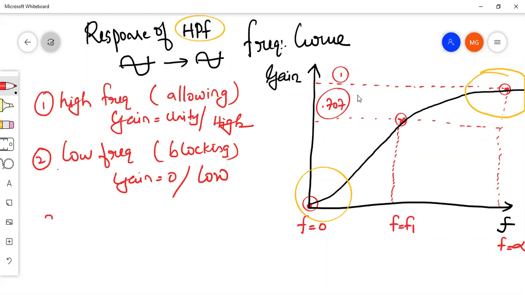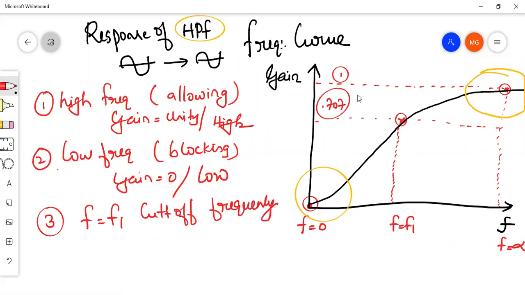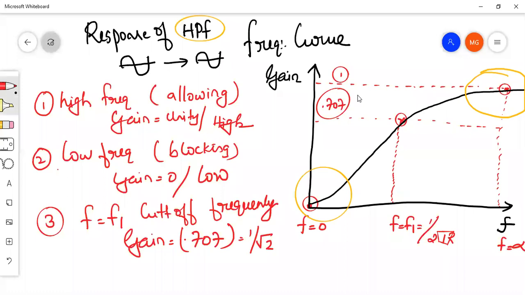And one more point, third, f equal to f1. What is the name of f1? Cutoff frequency. Here gain will be equal to what? Always remember gain will be equal to 0.707, or 1 by root 2. These are the things to know. Then what is the equation of cutoff frequency? 1 divided by 2 pi RC.